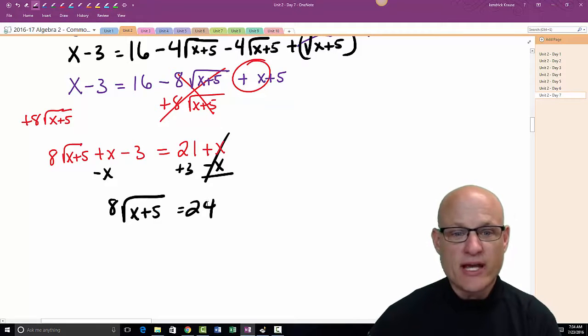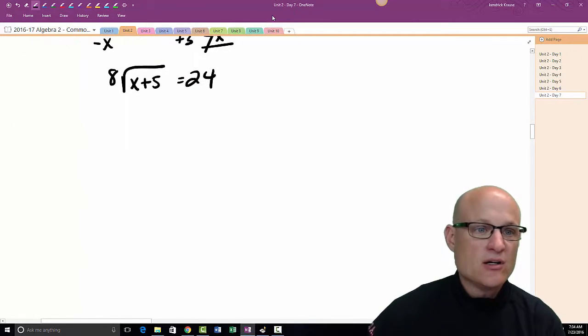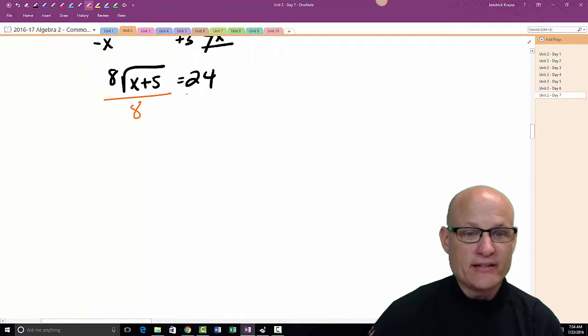Now it's a problem like we had yesterday. It's exactly like a problem we had yesterday. You still got to get the weird thing alone, so I got to get rid of this 8. Gone. So I get the square root of x plus 5 equals 3. Now we square both sides.